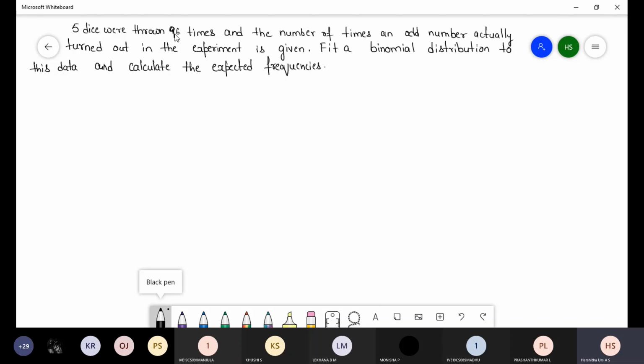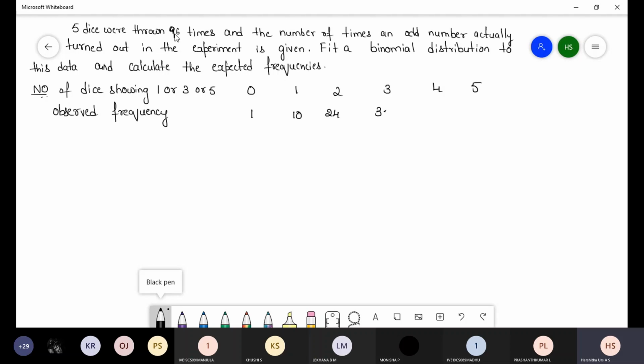So here they have given the number of dice showing 1 or 3 or 5, because in a dice the odd numbers are 1, 3 and 5. Here the observed frequency. Here I will write 0, 1, 2, 3, 4, 5, with values 1, 10, 24, 35, 18 and 8. This is the question.